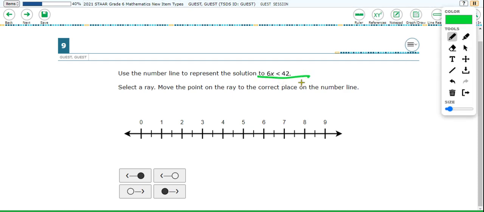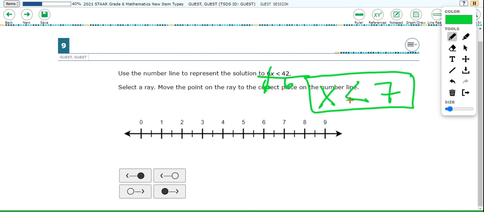Going to solve this inequality. 6x is less than 42. So 6 is multiplying x. So we're going to divide both sides by 6. And then write our solution. X is less than 42 divided by 6, which is 7.